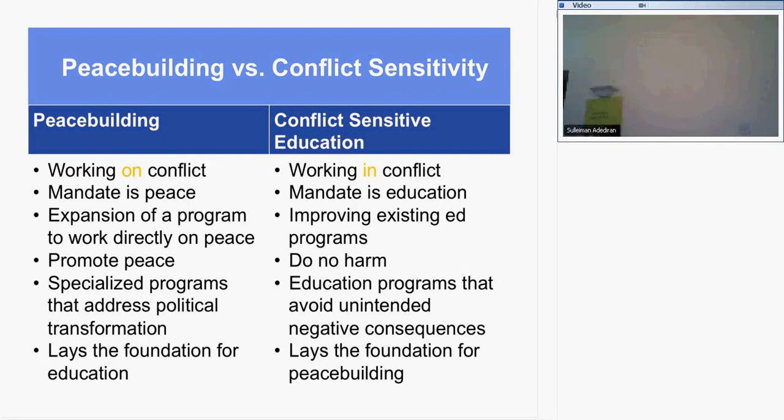And the code definition that's provided is that it is a multidimensional range of measures to reduce the risk of a lapse or relapse into violent conflict, addressing both the underlying causes and the consequences of conflict. So if you have that definition of peace building, you can see it definitely has linkages with the definition of conflict sensitivity that we're using.